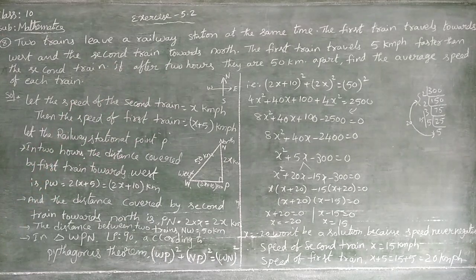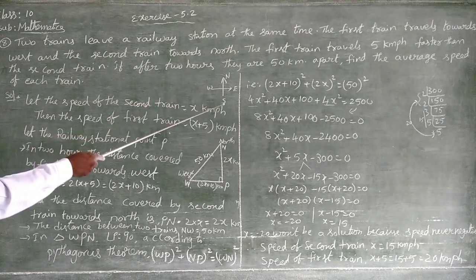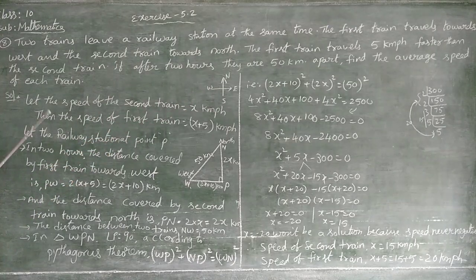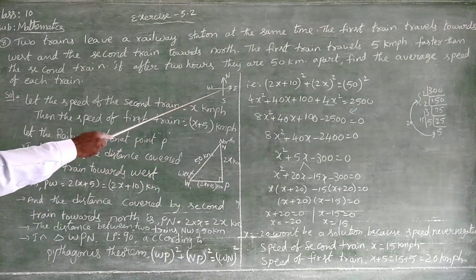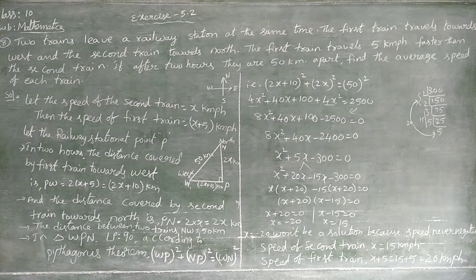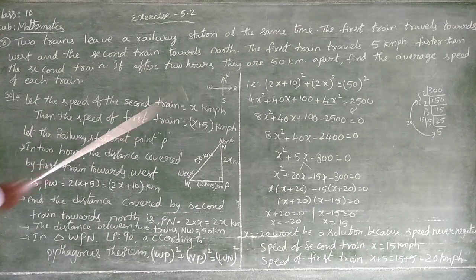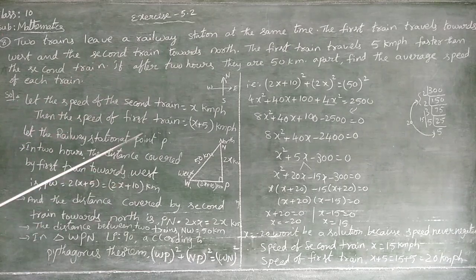We have to consider the directions: north, south, east, west. Towards our head is north, downwards is south, right hand side is east, left hand side is west. We don't know the speed of the first train. Speed of the first train is 5 kilometers faster than the second train. So you can assume that the speed of the second train is x kilometers per hour. Then the speed of the first train is 5 kilometers faster, so x plus 5 kilometers per hour.